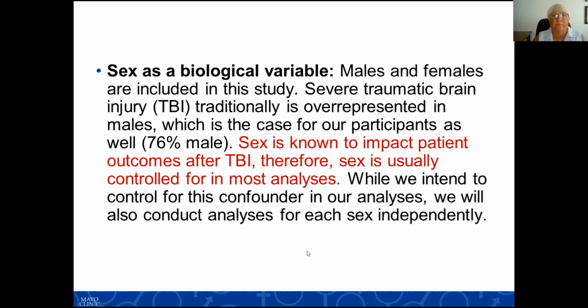Here's another example. Both males and females are included in the study. Severe traumatic brain injury is overrepresented in males, in which case our population is overrepresented as well. Sex is known to impact patient outcome, so we're going to control for it. And while we tend to control for this confounder in analysis, we will also conduct analysis for each sex independently. Okay, so you have a sex bias in the incidence. You know that the outcomes are influenced by sex. You can account for it, but you're also going to look at it independently.